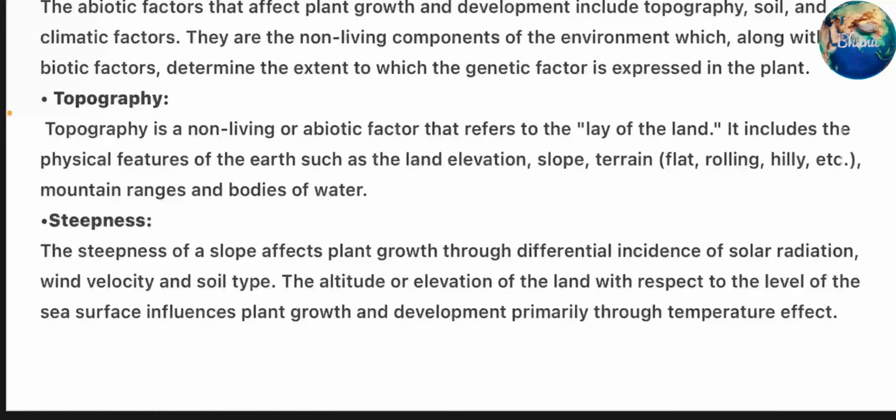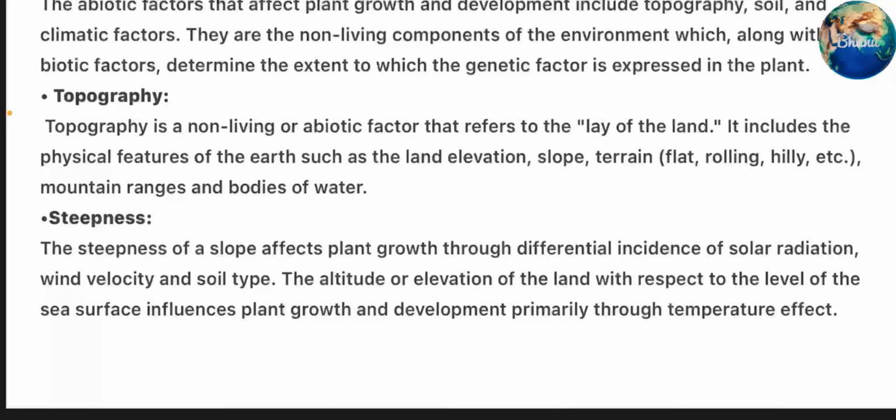Topography. Topography is a non-living or abiotic factor that refers to the lay of the land. It includes the physical features of the earth such as the land elevation, slope, terrain, mountain ranges, and bodies of water. Steepness. The steepness of a slope affects plant growth through differential incidence of solar radiation, wind velocity, and soil type. The altitude or elevation of the land with respect to the level of the sea surface influences plant growth and development primarily through temperature effect.